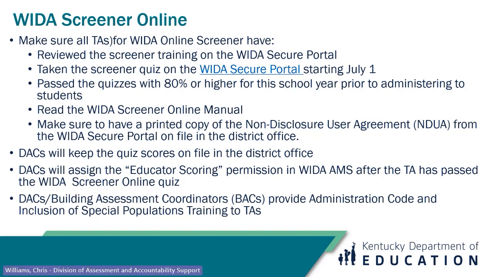And also, as DACs and BACs, you want to make sure that you're providing the administration code and inclusion special populations training to all of your test administrators at the beginning of the school year. That way it covers not only the screener, but also the assessment as well.